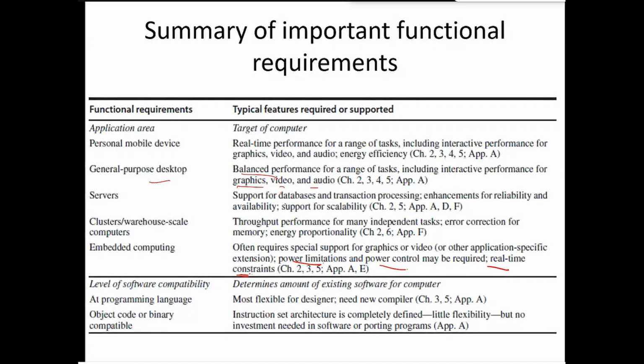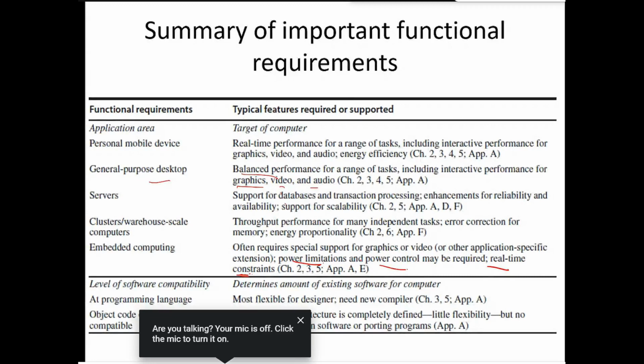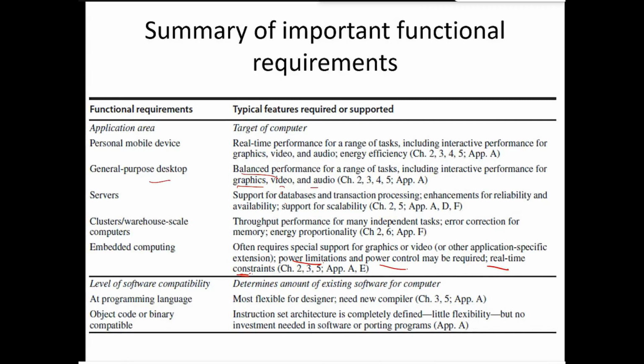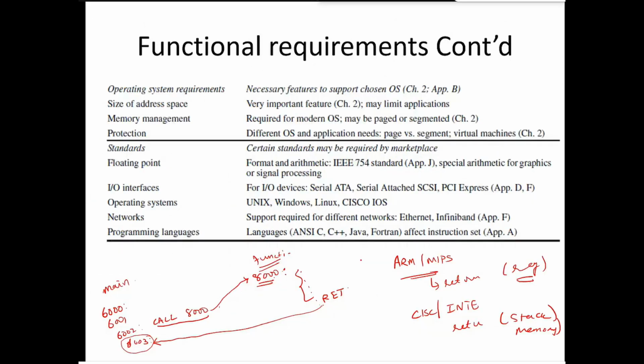And other than that, software aspects. Generally they are given the level of software compatibility, a programming language, the object code being binary compatible, and the operating system requirements. I told you about platform independence, all those things, and the address space.